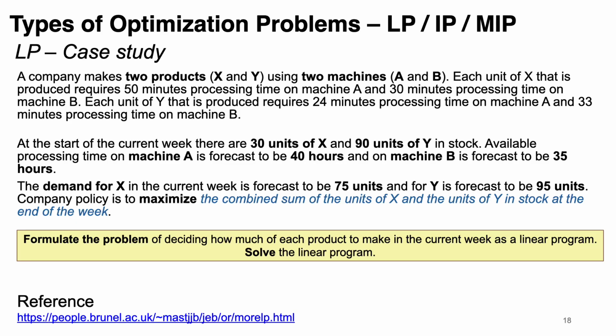And third, your management has set a specific goal. They want to maximize the total number of units sitting in your inventory at the end of the week. Your job is to find the sweet spot. How many units of X and how many of Y should you manufacture to hit that maximum inventory level without overworking your machines or failing your customers? Don't worry about the specific minutes or hours just yet. On the next slide, we'll see how we translate this story into a mathematical map.